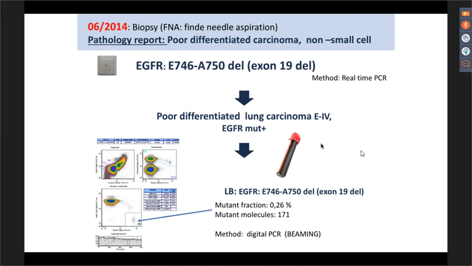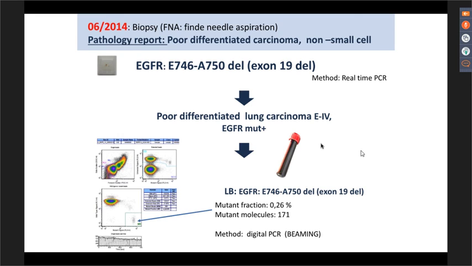With these results, we moved forward, and a tumor biopsy was obtained, analyzed by our pathologist, and the report described a poorly differentiated non-small cell carcinoma of the lung harboring an EGFR mutation. There was a deletion in exon 19, and the method used for the analysis in tissue was real-time PCR. Therefore, 4 weeks later, we had the diagnosis of our patient. It was a stage 4, poorly differentiated lung adenocarcinoma, EGFR mutated.